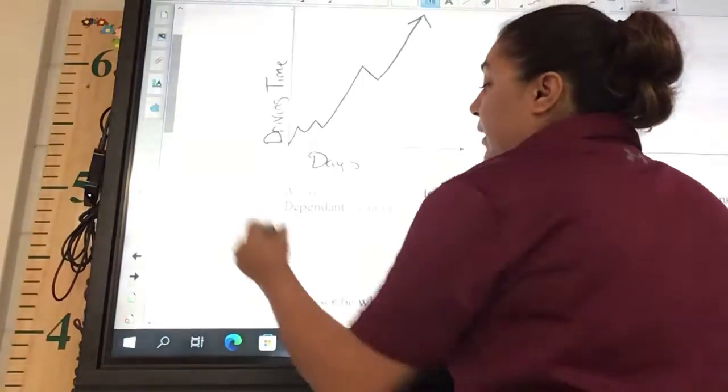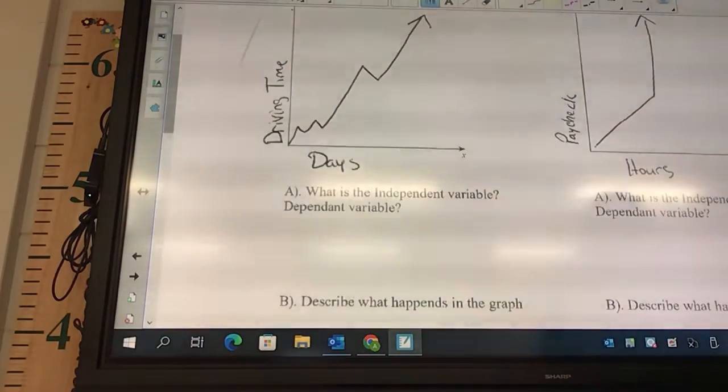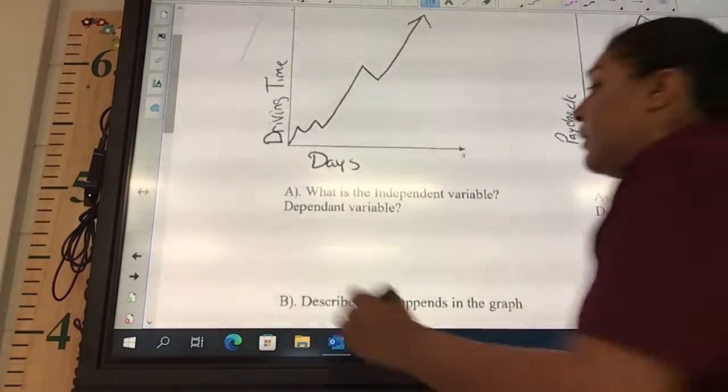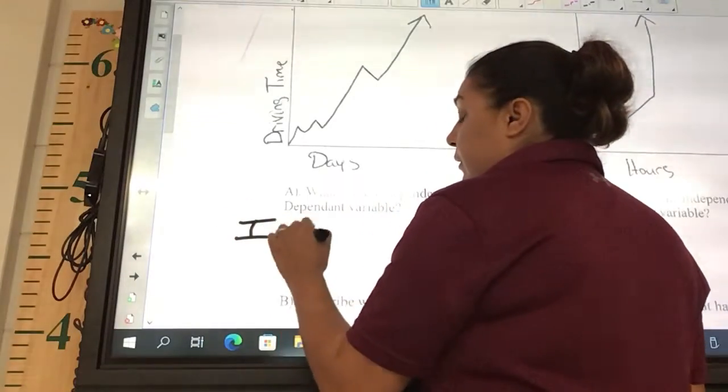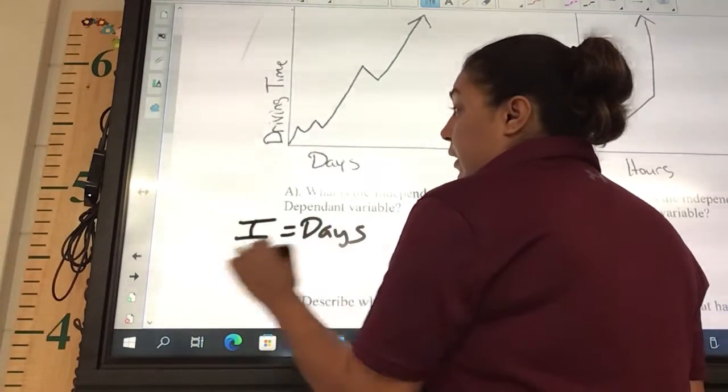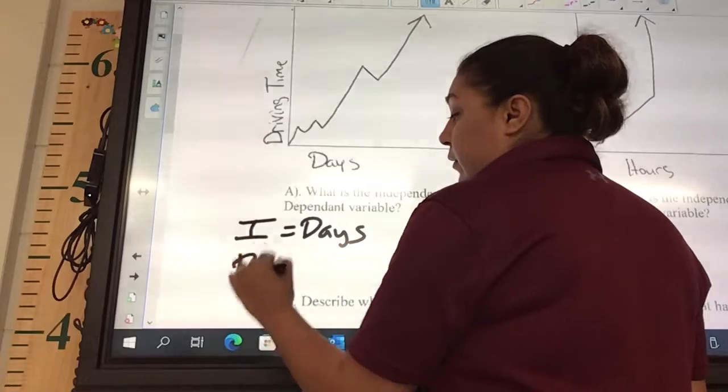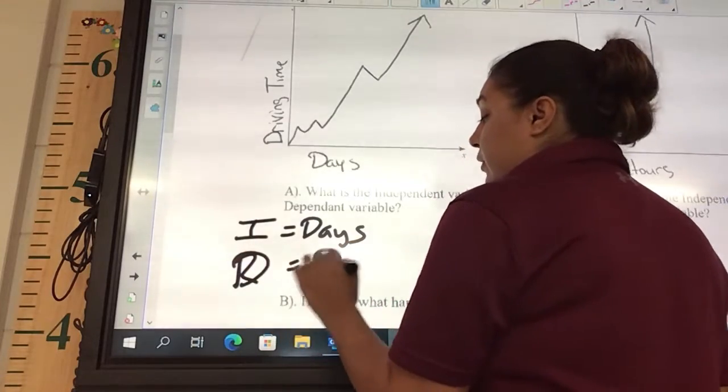The days is independent. You're always going to have days of the week, no matter what. So independent is going to be days. And the dependent is going to be the driving.